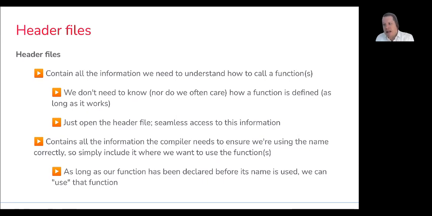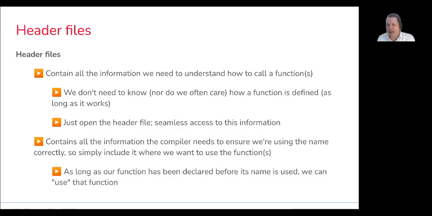So header files are going to contain all the information we need to understand how to call a function or functions. We don't know, and often don't care, how a function is defined as long as it's working correctly. If we want to see what functions we are able to use, we can just open up the header file and have seamless access to this information. It also contains all the information the compiler would need to ensure we're using the name correctly. So we can simply include it where we want to use the functions.